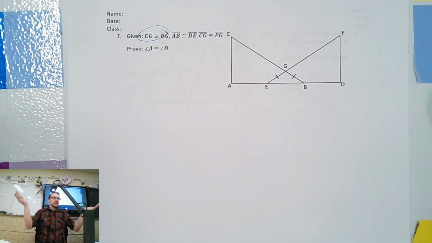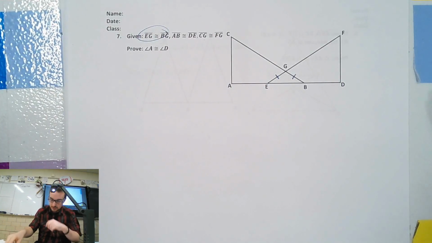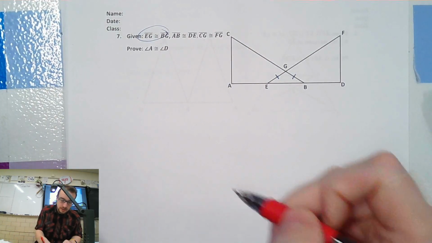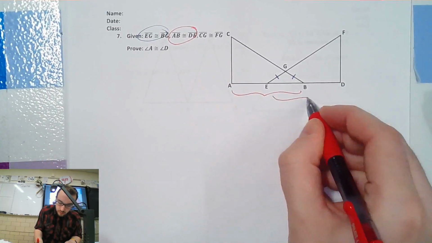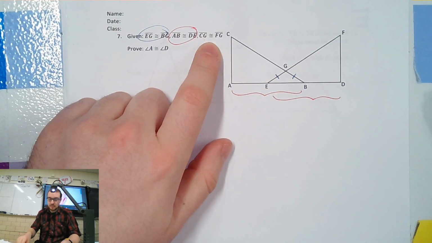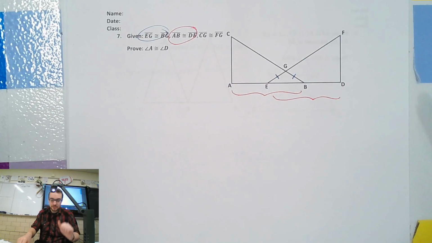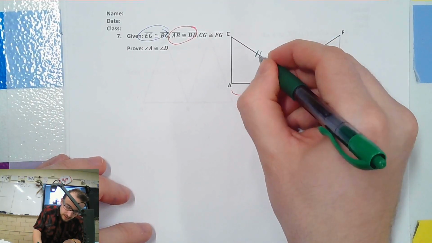Right away, isosceles triangle theorem, right? It's a baby triangle. They gotta start somewhere. AB and DE are the same thing. Ooh. Segment addition postulate. CG and FG. I'll be there in just a second because they're gonna try this on their own. CG and FG are the same.